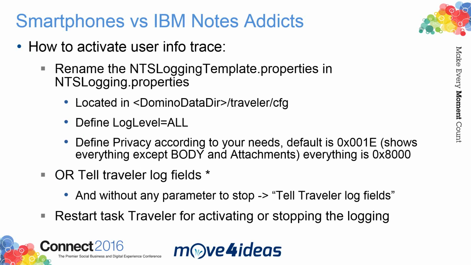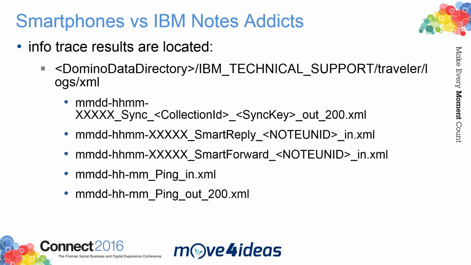So how to activate user info trace? You have multiple possibilities. The fastest way should be to modify the document in the names.nsf, right, about the logging. But that way you will change the Domino configuration. So you can go directly onto the file system on the Traveler server, into the Domino data directory, Traveler, CFG, and you can define the log level properties. It's really interesting because you just have to restart Traveler to activate or stop the logging.